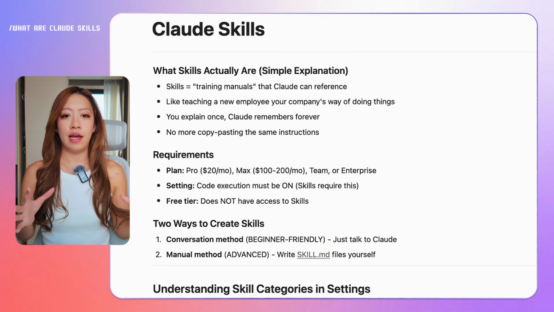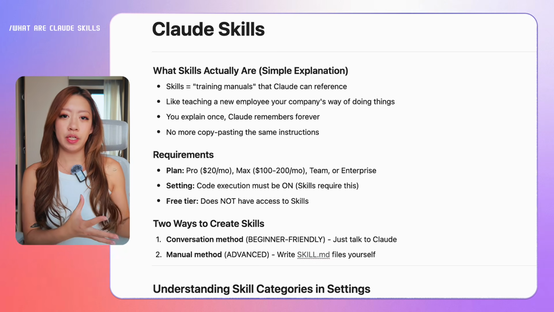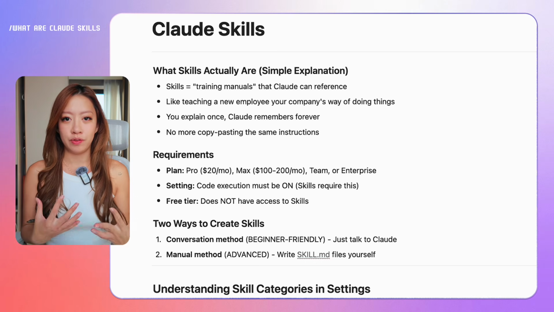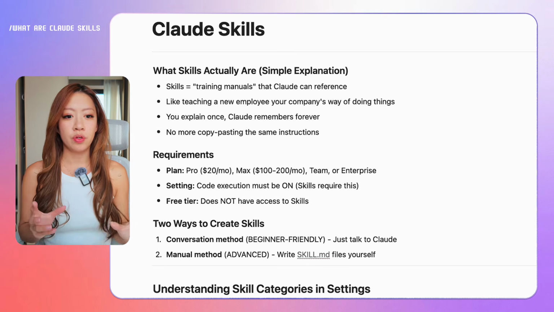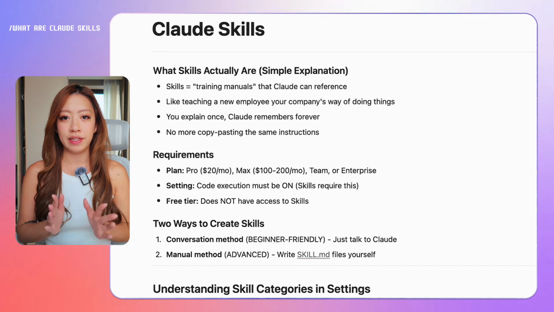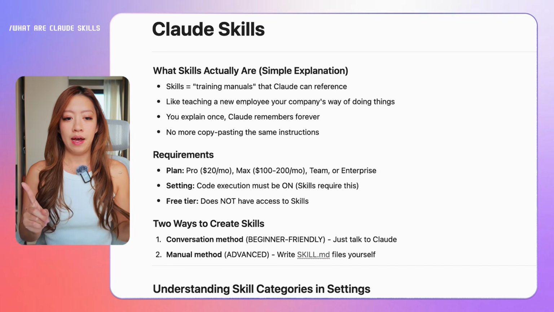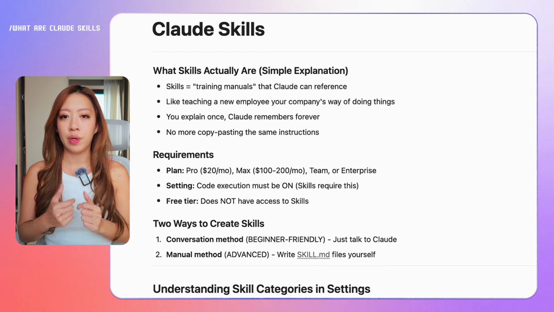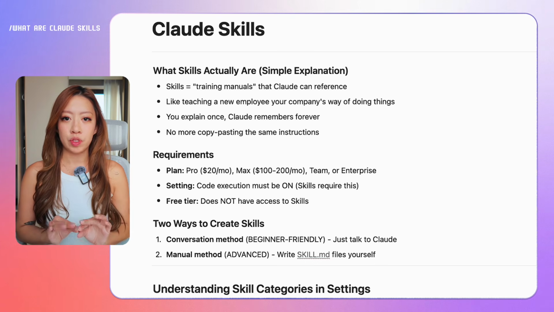Claude Skills are like training manuals that Claude can actually reference. It's like teaching a new employee your company's way of doing things, or if you are your own company, it's teaching the AI how you typically operate. So you explain it once, you give it as much context and as many instructions as possible the first time, and then Claude remembers it forever, and you can forever reference this specific skill. You don't have to copy paste the same instructions every time.